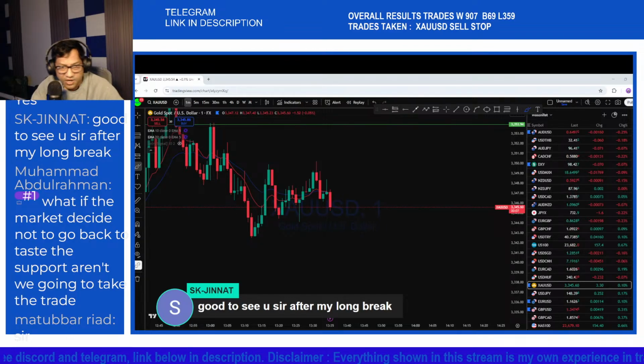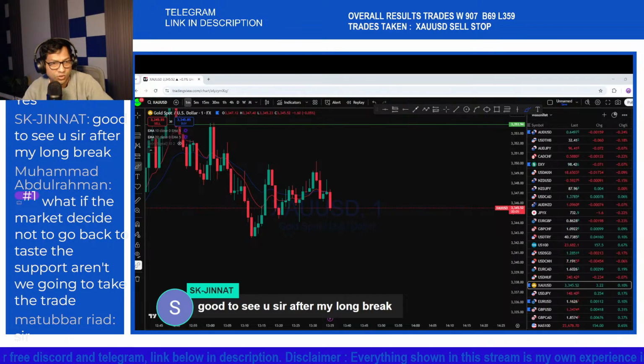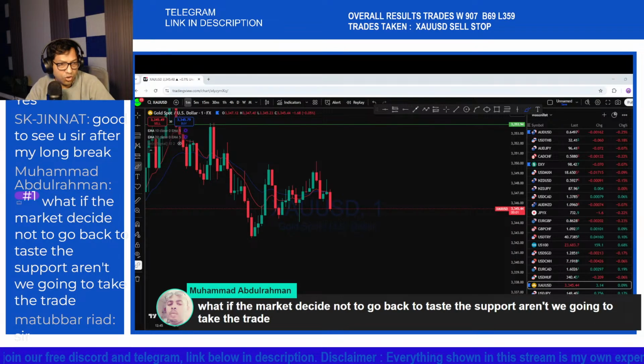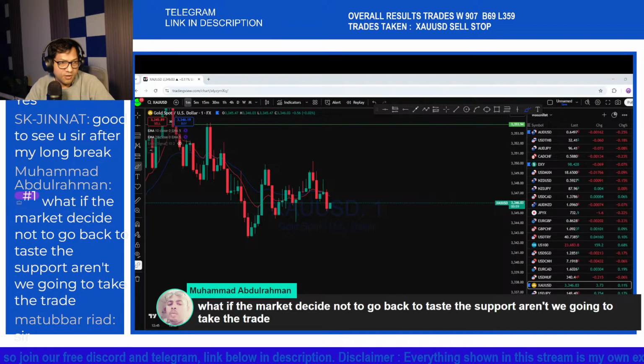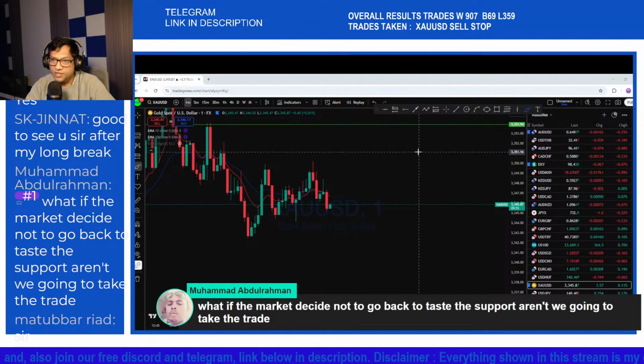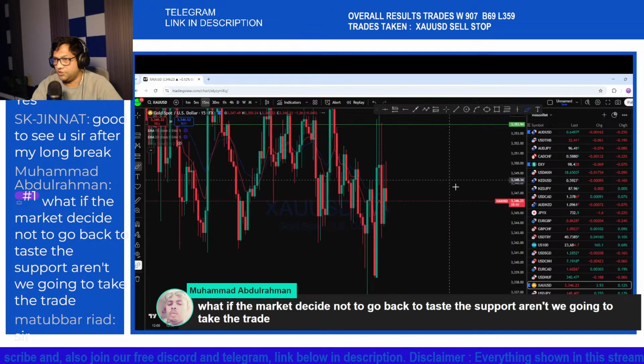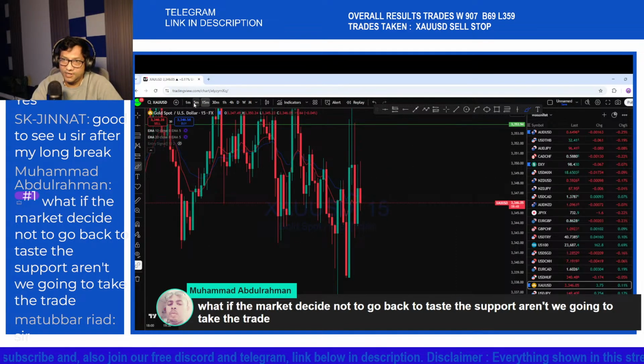What if the market decides not to go back to test the support? Aren't we going to take the trade? Well, if the market is not going to test the support, we still can open the trade if the market creates a new structure.